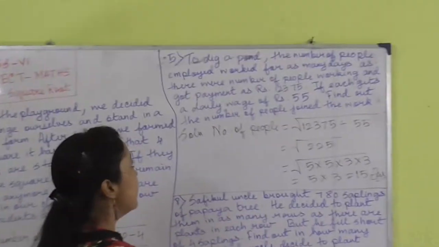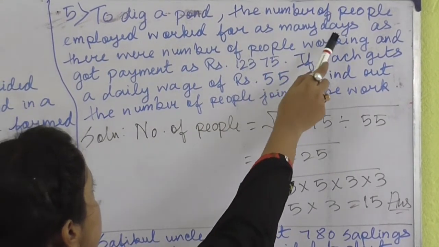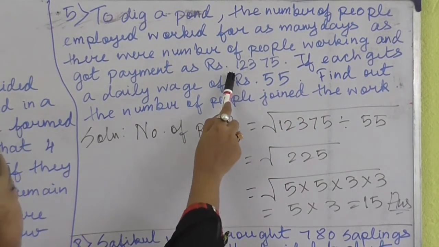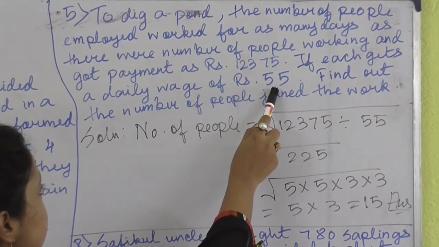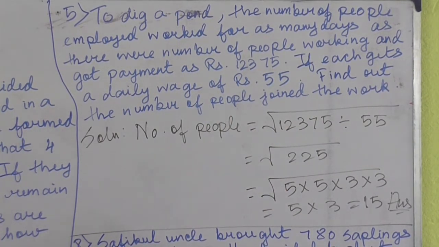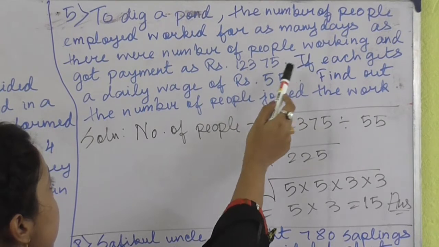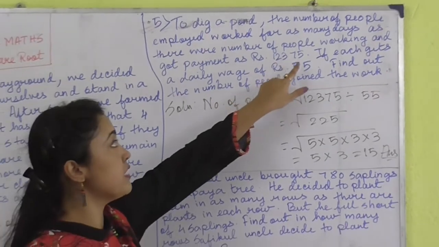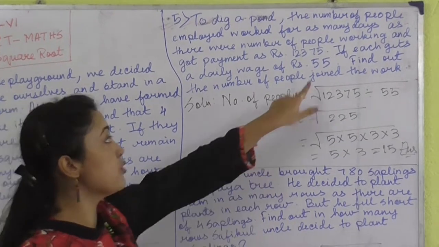Next, problem number 5. It has been given that to dig a pond, the number of people employed worked for as many days as there were number of people working and got payment as rupees 12,375. If each gets a daily wage of rupees 55, find out the number of people who joined the work. So it has been told that the number of people employed worked for as many days as there were number of people working. So the total payment they got is 12,375, and each of the workers got a daily wage payment of rupees 55.